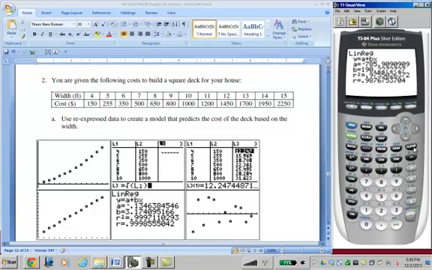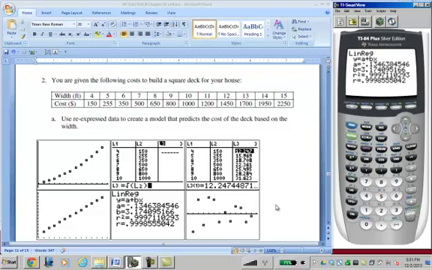Okay, what did I forget to do? I'm always forgetting STAT. What am I doing? STAT, CALC, 8. L1, comma, L3. Okay, now I hit enter.